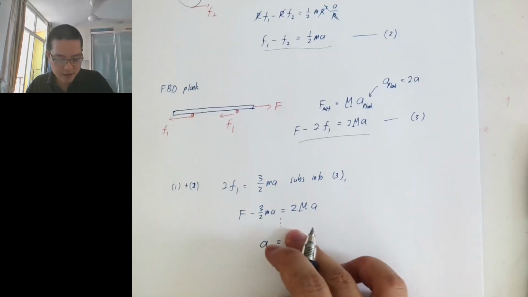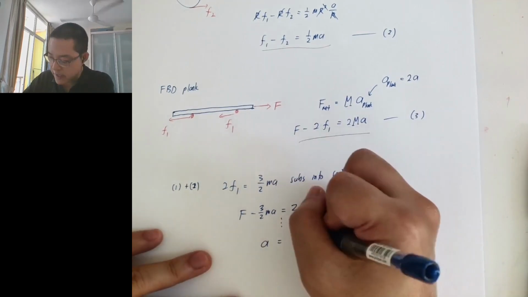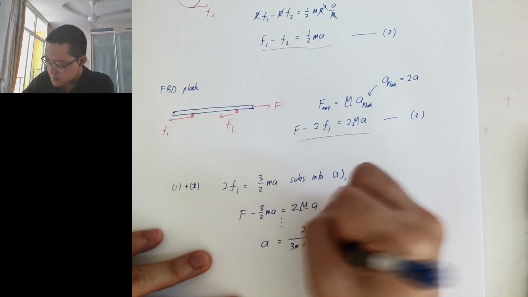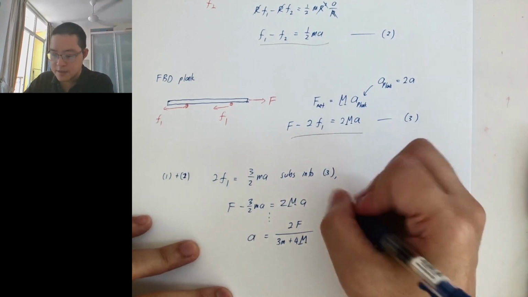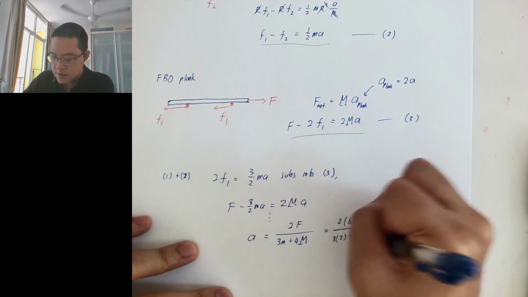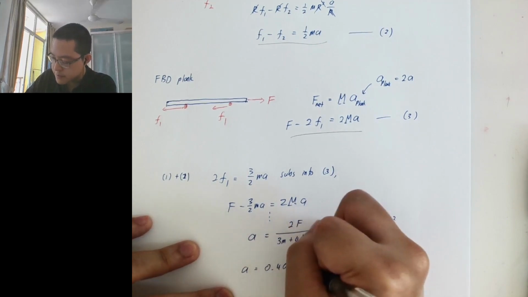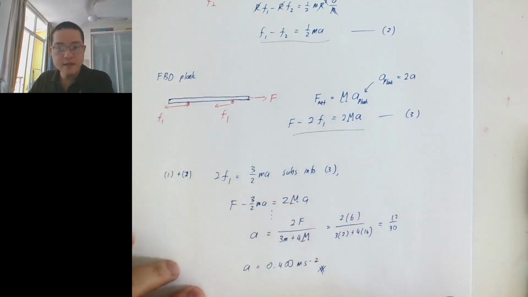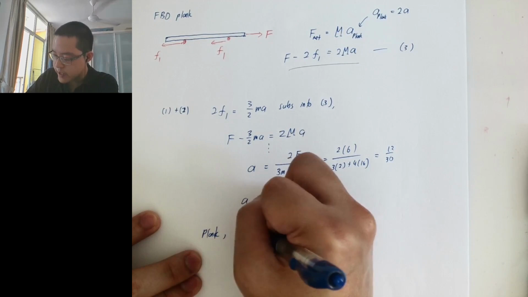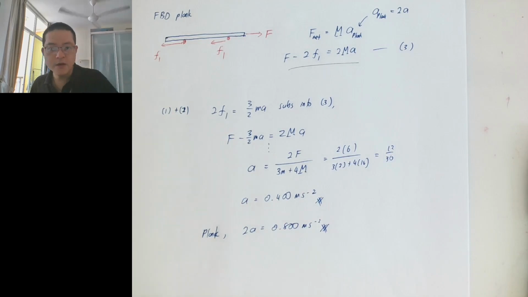Since we are quite late on time, let me just go to the answer. Solving for A, I will give you 2F over 3m plus 4M. And if you put in the numbers, you get 2 times 6, over 3 times 2, plus 4 times 16... so this is 12 over 30. So the acceleration is 0.400 meters per second squared. So this is the acceleration of the cylinder. And then the plank acceleration, 2a, is just 0.8. So this is how we got the answer.